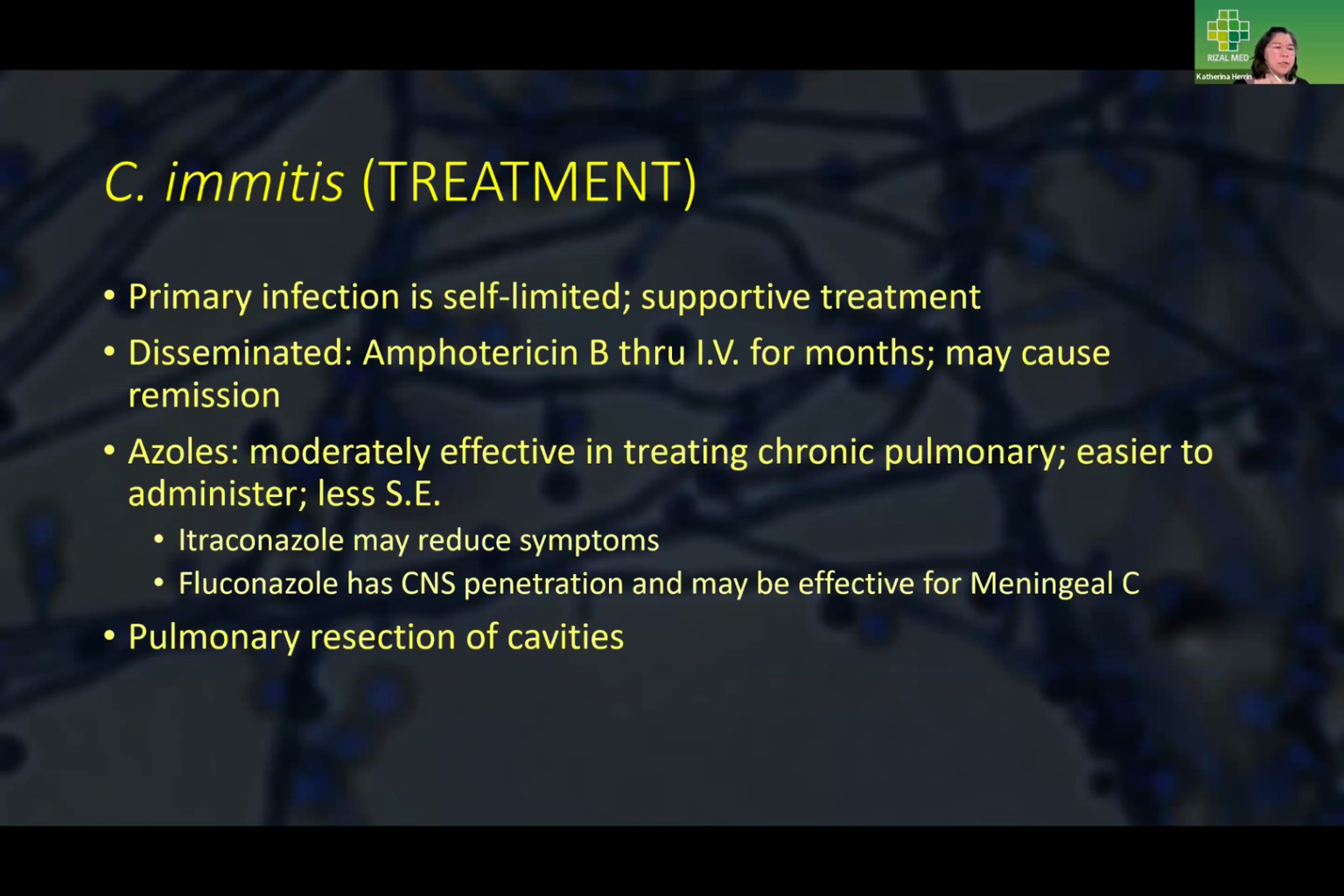Primary infection with C. immitis is self-limited and usually requires only supportive treatment. Disseminated infection will require treatment with amphotericin B through IV for several months. Azoles are only moderately effective in treating chronic pulmonary infection, but they are easier to administer and have less side effects.